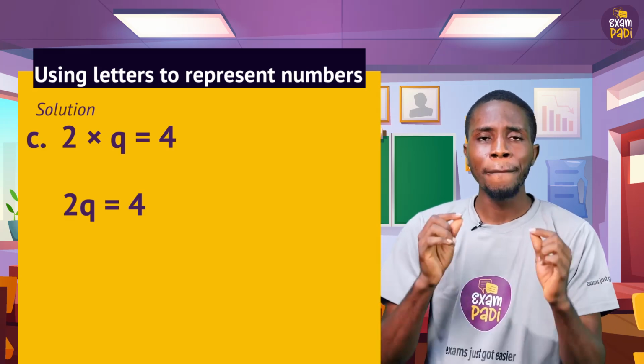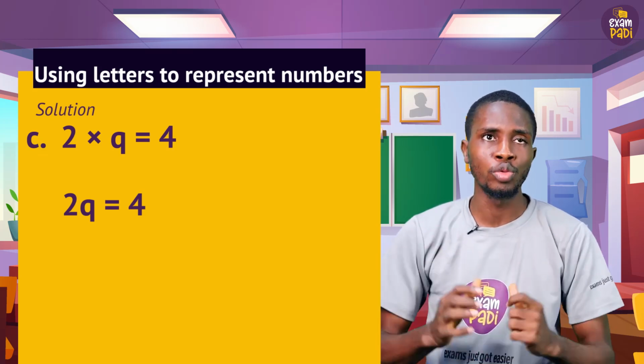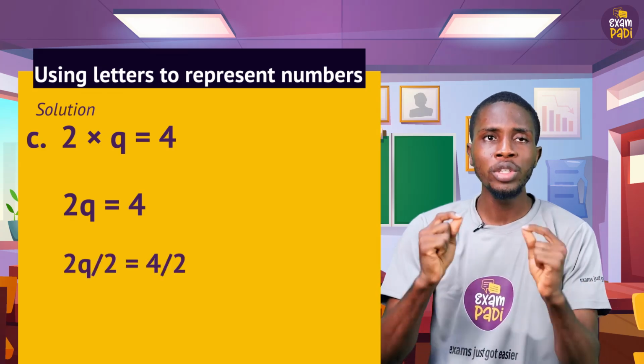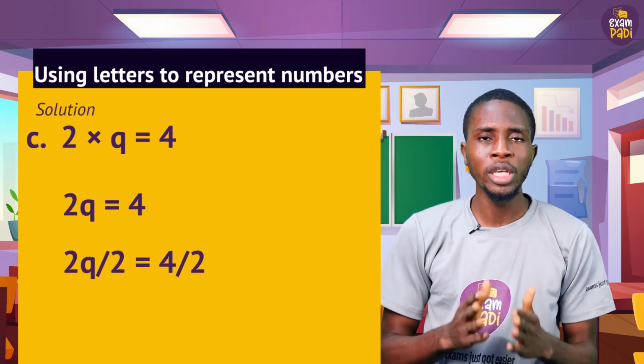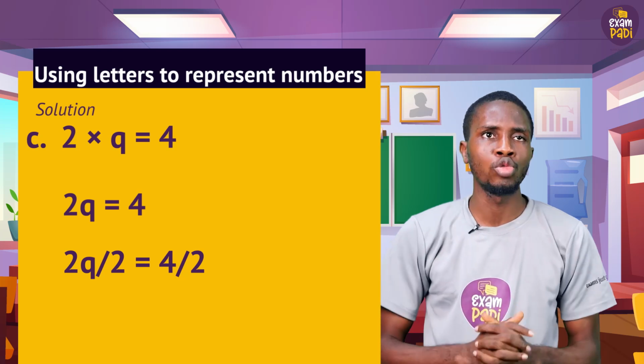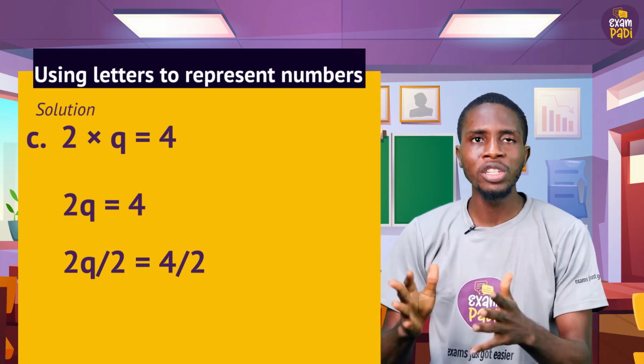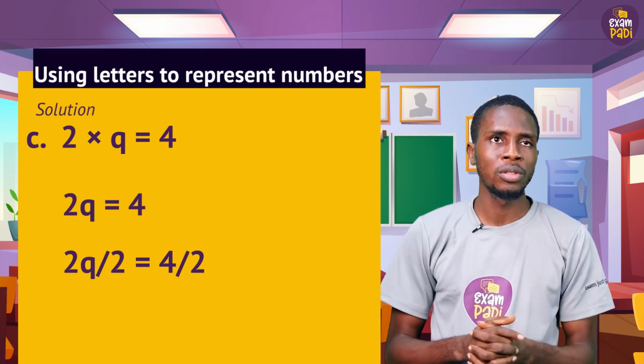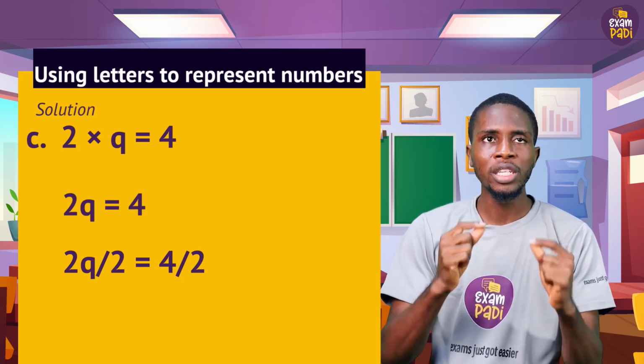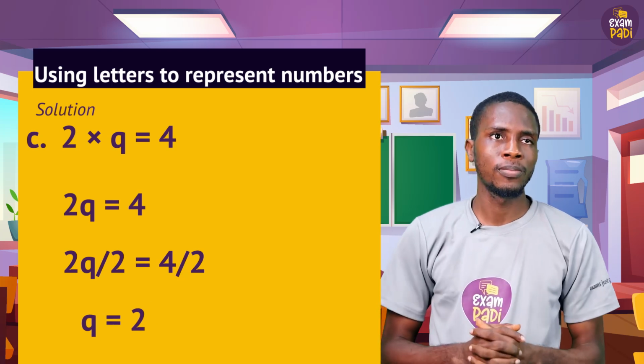Divide both sides by the coefficient of Q, which is 2. So we have 2Q divided by 2 equals 4 divided by 2. 2 divided by 2 is 1. 4 divided by 2 gives us 2. Therefore, we have Q equals 2.